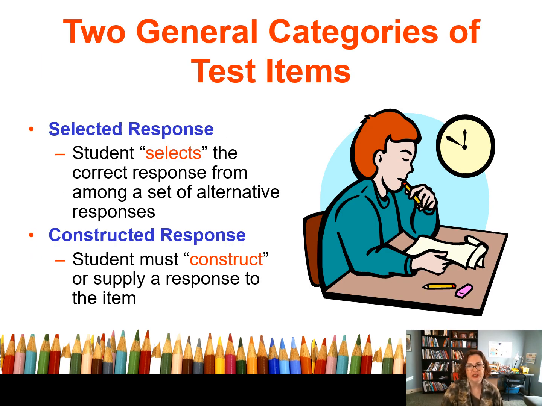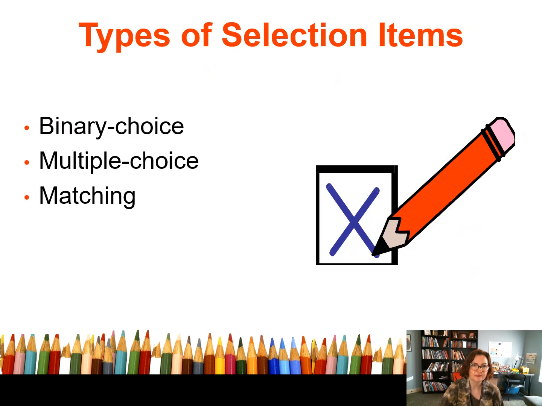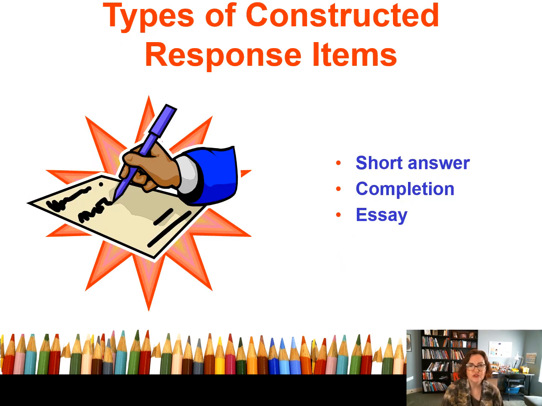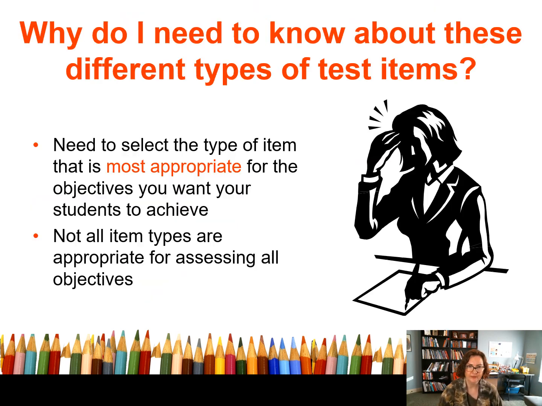There are 2 general categories of test items. One type is selected response, where the student selects the response from a set of alternative responses, and one is constructed response, where they must construct or supply a response to an item. So the types of selected items are binary choice, multiple choice, and matching. And constructed response items are things like short answer, completion, and essay.